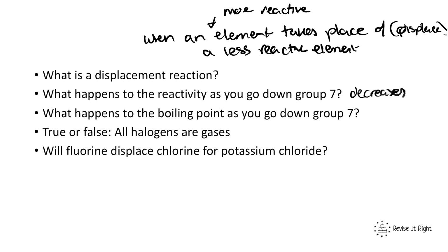What happens to the boiling point as you go down group 7? Well, it increases. They have a higher boiling point as you go down the group. True or false? All halogens are gases. Well, if you go back to that first slide, bromine is a liquid and iodine is actually a grey solid. So this is actually false.